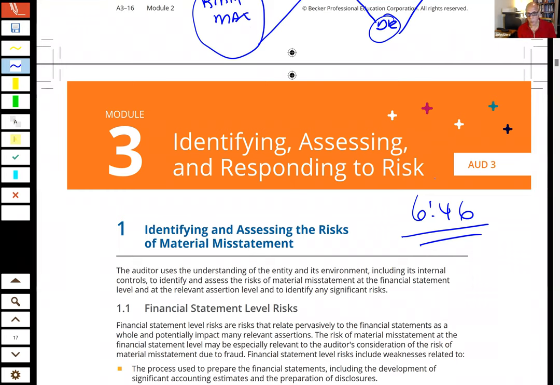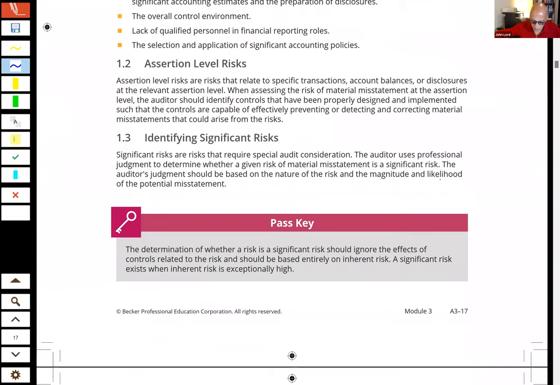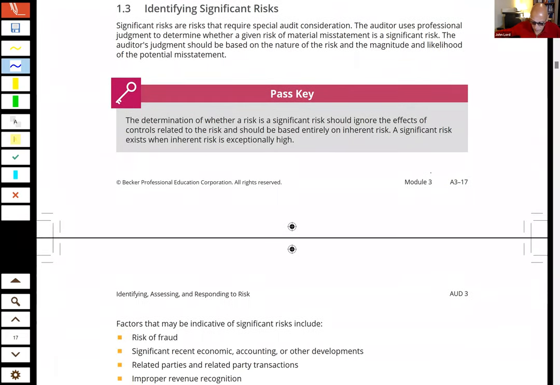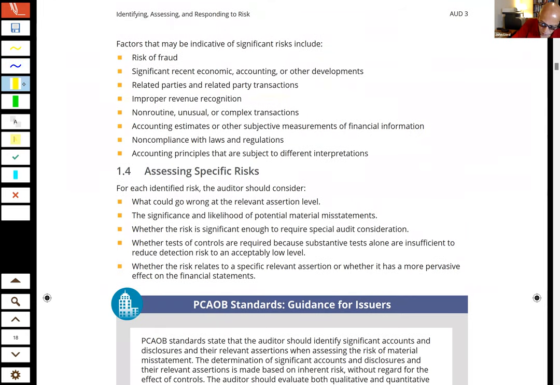We respond at a general level, but we also respond at an assertion level. And we're going to see that we will respond through our testing of the controls, assuming we could assess the controls at less than the maximum, and then always moving to our substantive procedures. So we start to look now at that response and jump to the second page here. And we talk about assessing specific risk. Okay, let's just look at that.